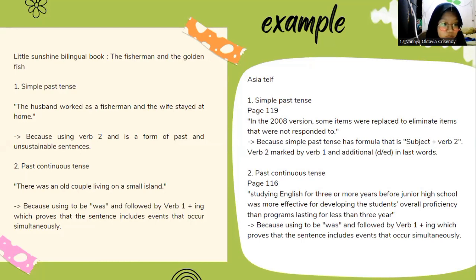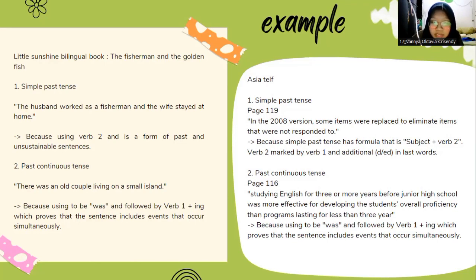2. Past continuous tense. There was an old couple living on a small island. Because using to be was and followed by verb 1 plus ing, which proves that the sentence included events that occur simultaneously. 2 is from the journal Asia Tel.